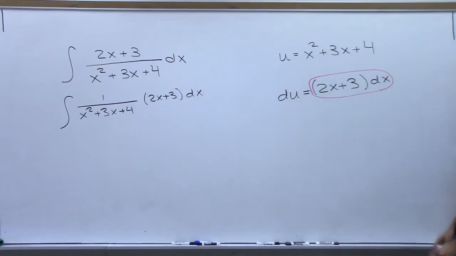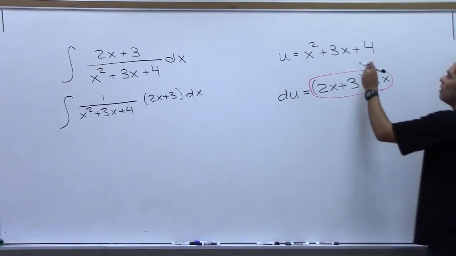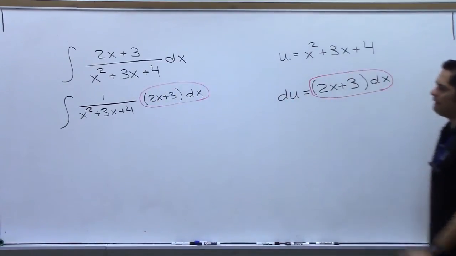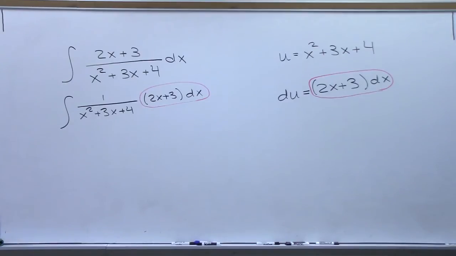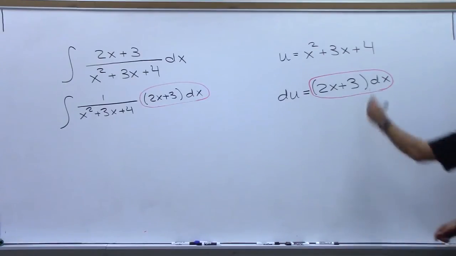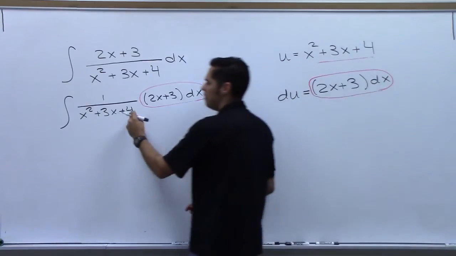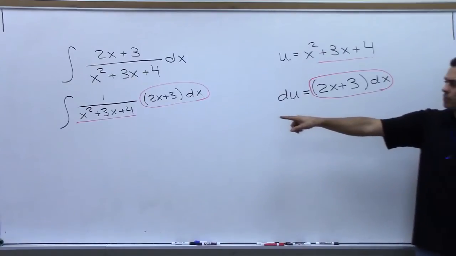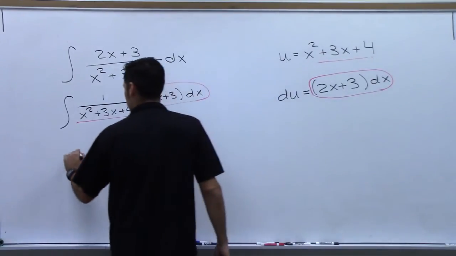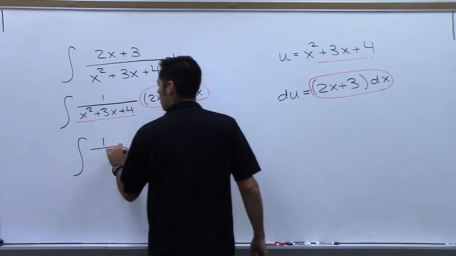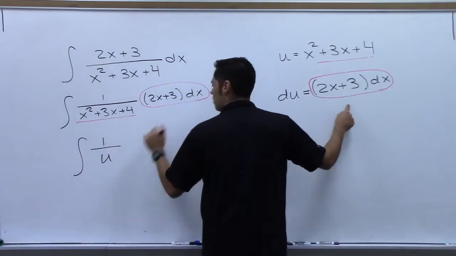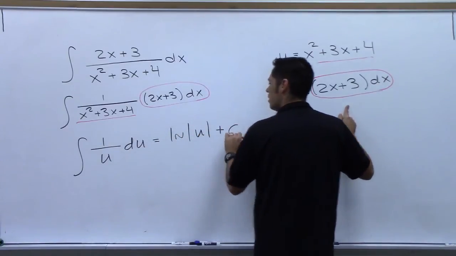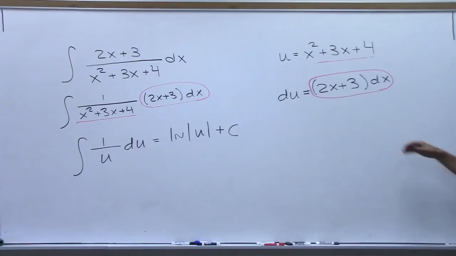Awesome. That's this. And then this piece right here is that piece right here. So how is that integral going to transform? That's the final answer, right? This is really 1 over u, and then this piece right here is du. And that's just natural log of the absolute value of u plus a constant, and then replace u.